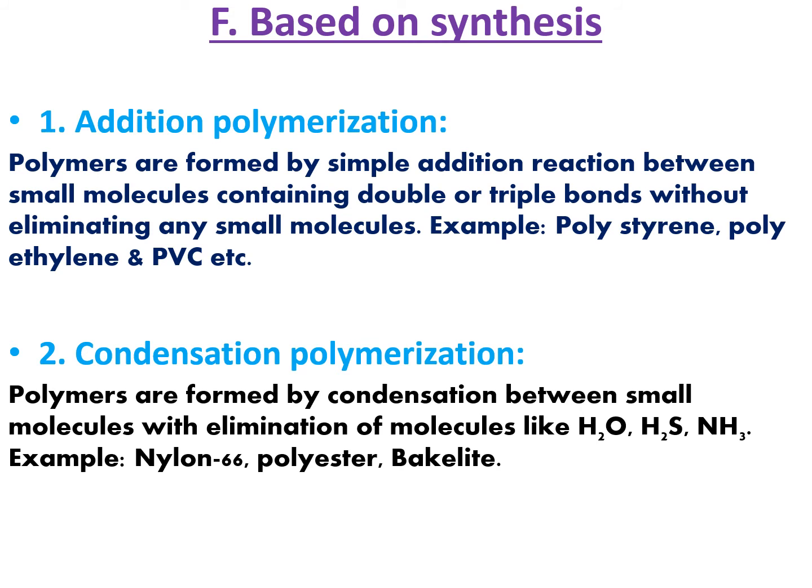For example, nylon 6,6, polyester, and bakelite all have functional groups like COOH, OH, NH2, COCl. Monomers having these functional groups are involved in the condensation polymerization process.